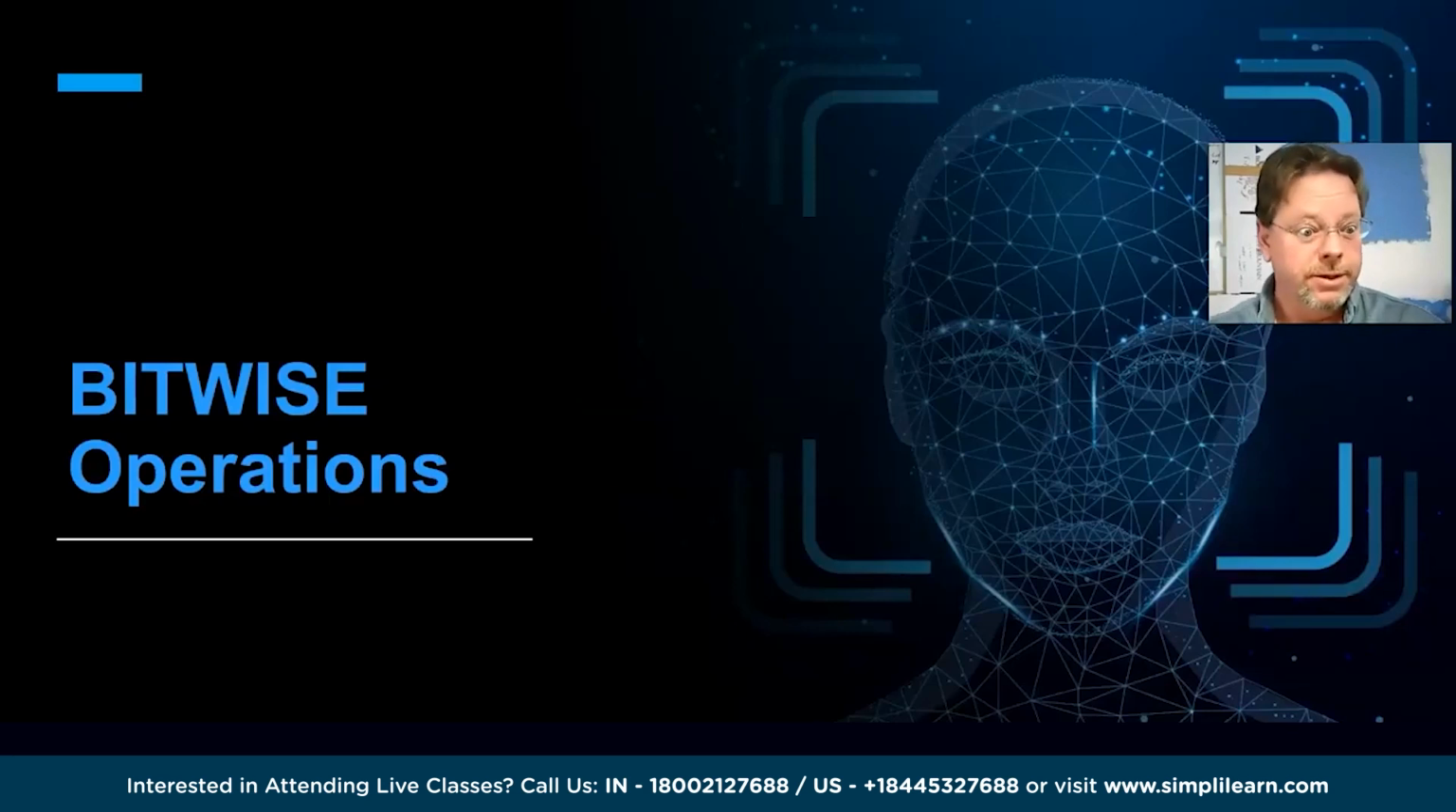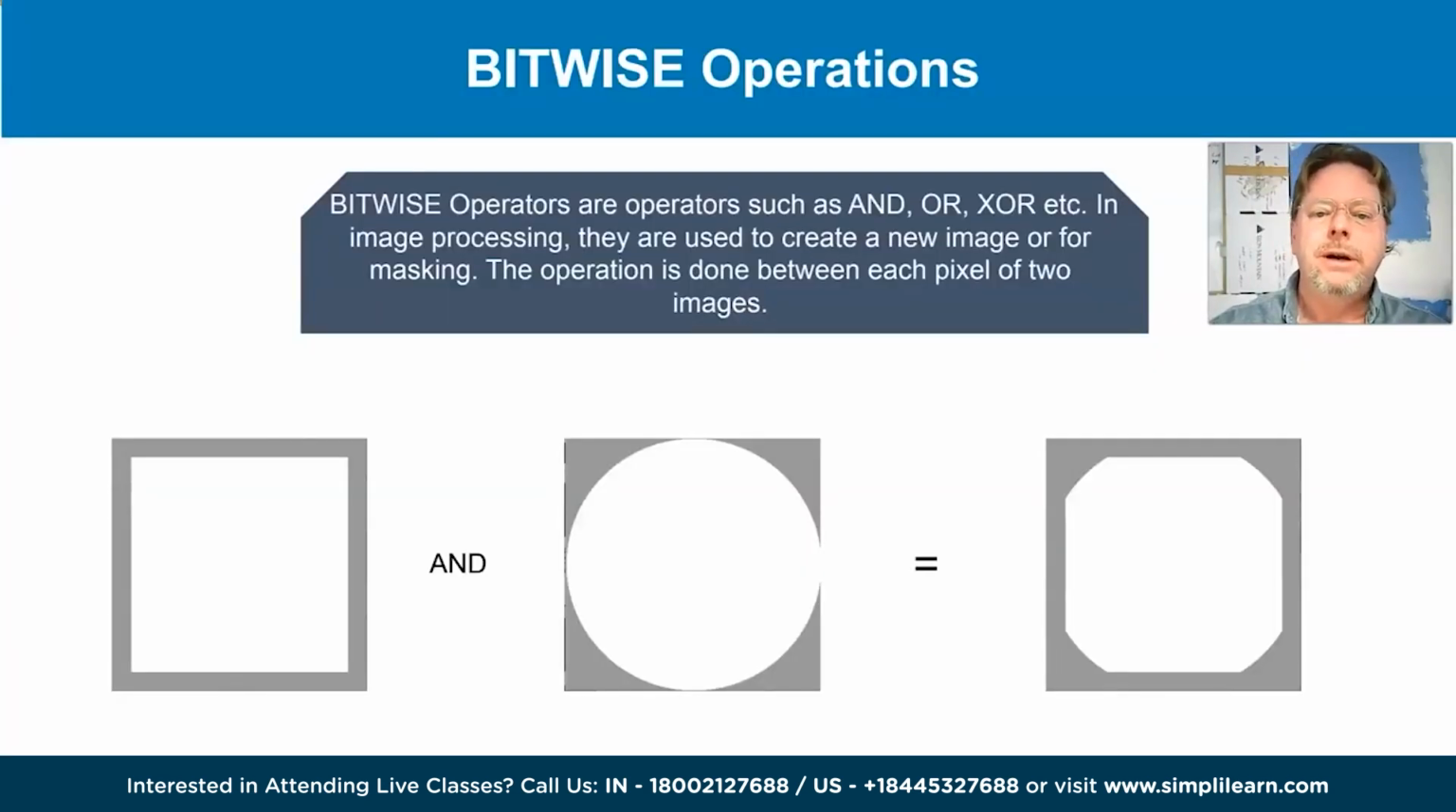And then there's bitwise operations. Bitwise operations are the and, or, xor, etc. in image processing. They are used to create a new image or for masking. And we'll glance at masking, but masking is huge. So when we get into the code, we'll talk a little bit more about masking. I'll probably maybe offshoot for a minute on that. The operation is done between each pixel of two images. And so you can see here we have the square plus the circle. So if it's an and, only where the white is, where it's in both images, it then equals a new image with just the white parts.